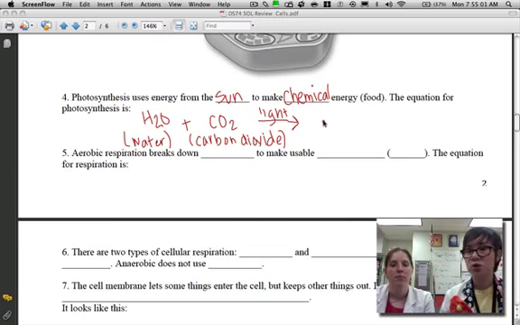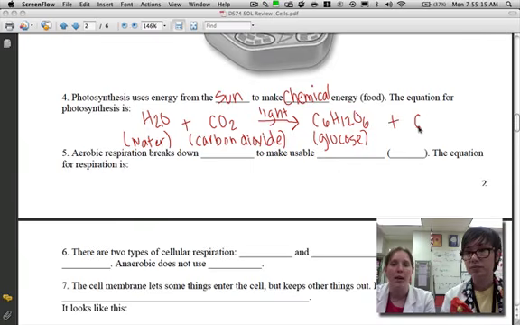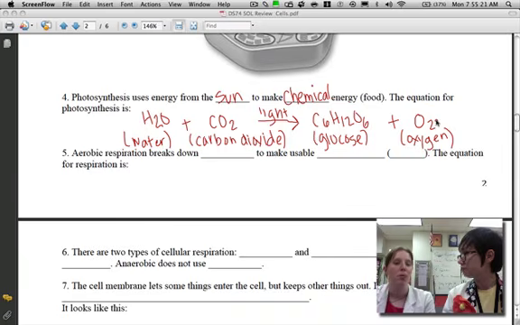And then once we have those three things, we get our products for this reaction, which are C6H12O6, which is glucose, our food. And then also, what is a waste product to the plant, we get O2, which is oxygen. And that's really important because without that, there'd be no oxygen on the planet. Right. All right, let's jump down and look at number 5.